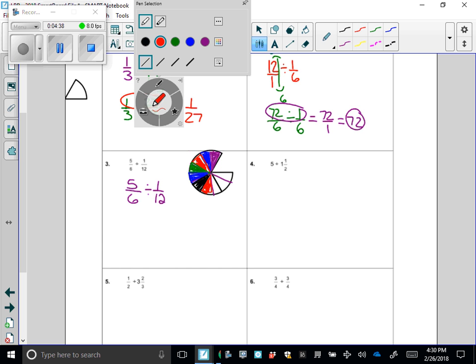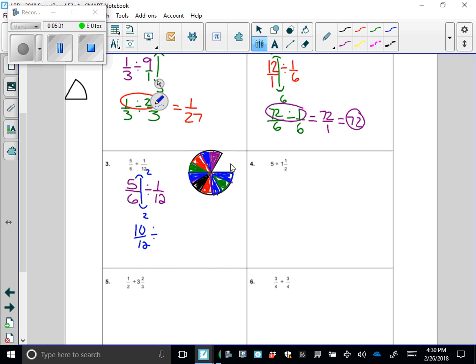So for some of you, that's a good one to make a picture of. And also the algorithm shows us that too. 10 12ths divided by 1/12 is equal to 10 over 1, or just 10.